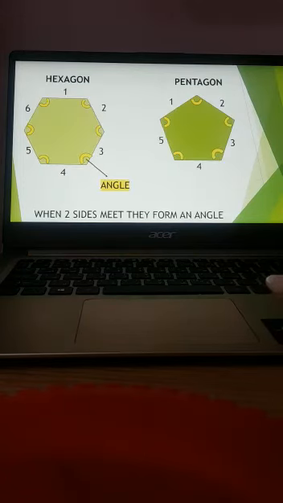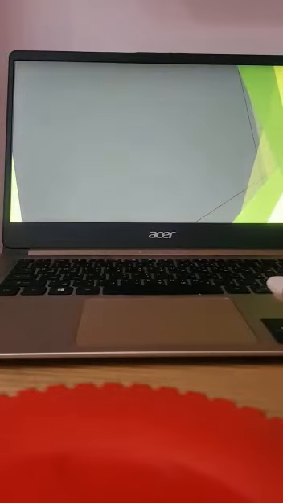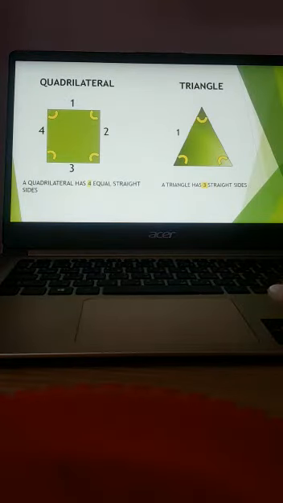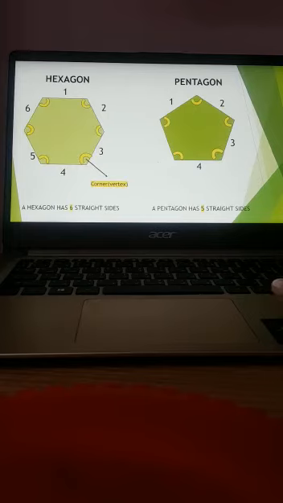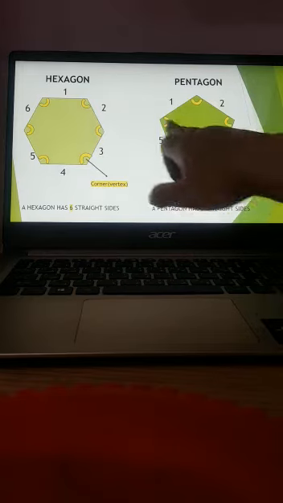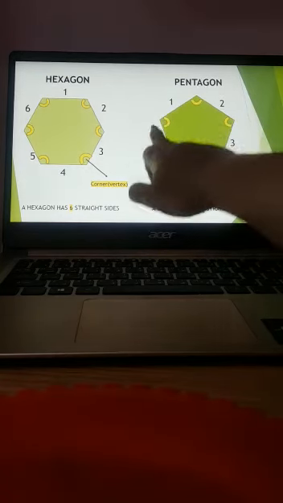Let's sum up what we've said in today's session. Today's session is very simple, okay? We revised what we talked about in the last session. We said that each shape has a number of straight sides and a number of vertices, okay? The vertex is the corner, and the sides are these, okay?